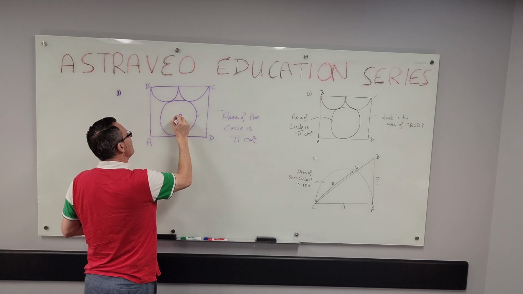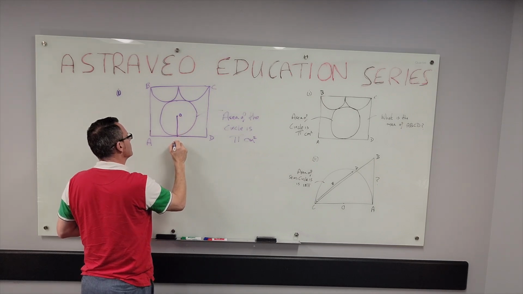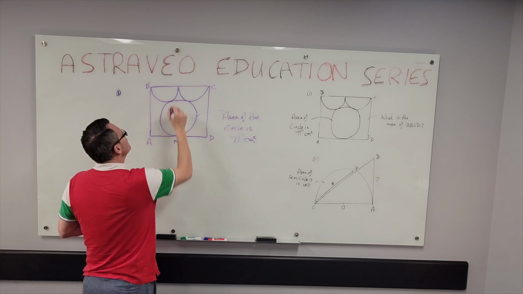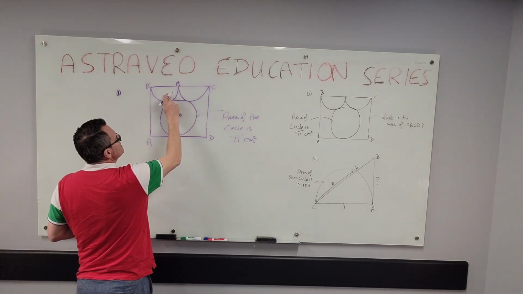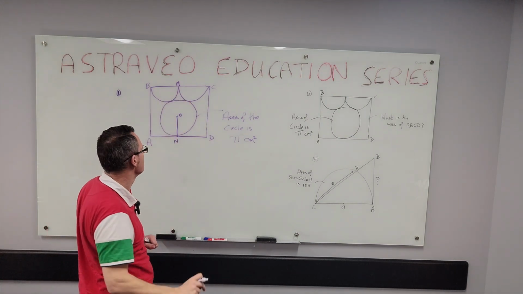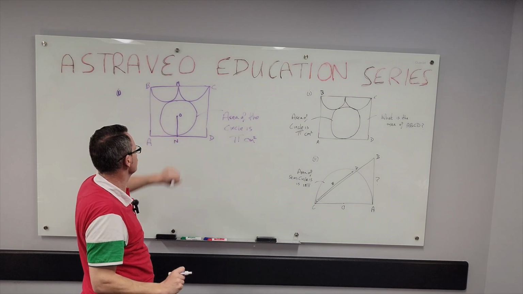We'll call it O. And we're going to drop this down. And just for the sake of argument, I'm going to call this N. And this midpoint is going to be M. I know it's the midpoint because these two are identical semicircles. So if we know the area of this circle, we should be able to work out its radius.